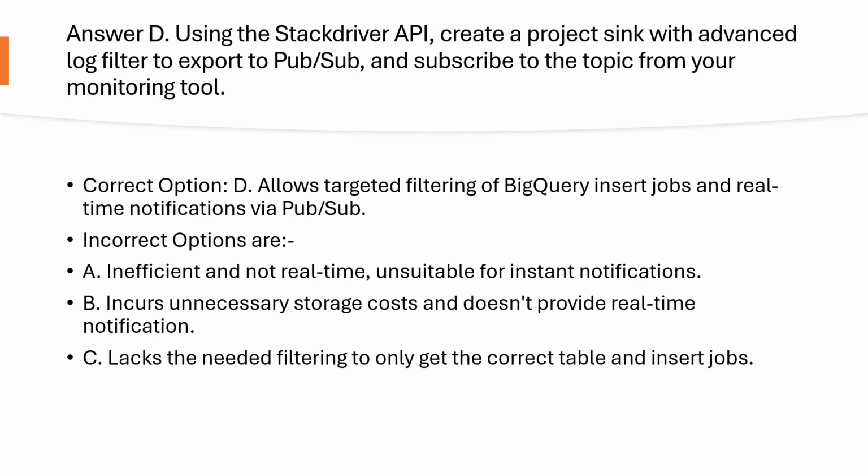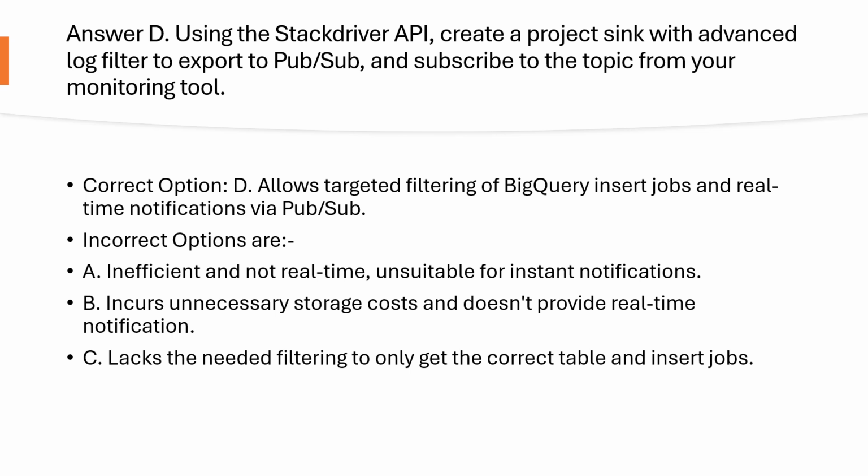By using the Cloud Logging API to create a project sync. Targeted filtering. It allows defining a specific filter, an advanced filter using the Cloud Logging query language, to isolate log entries related to BigQuery insert jobs on a designated table. This ensures no other table updates cause notifications, satisfying the question's requirement.